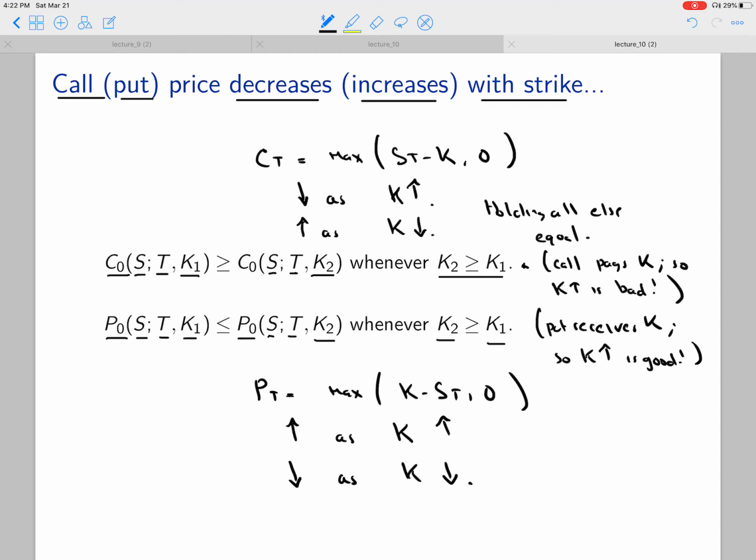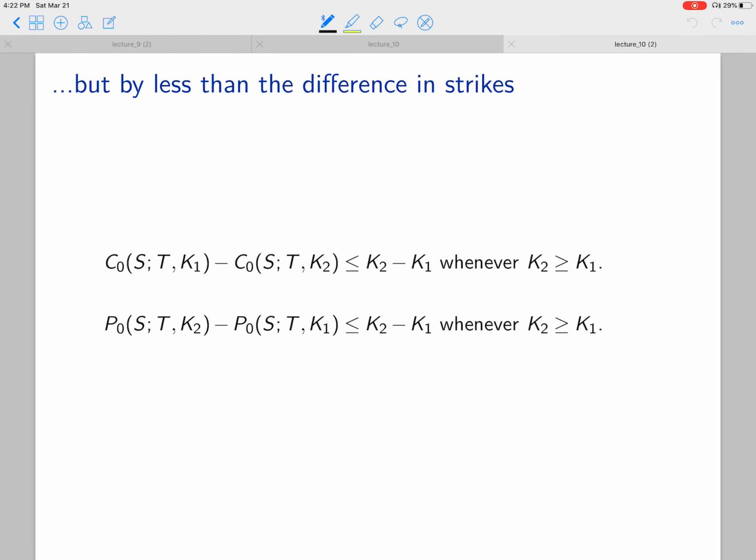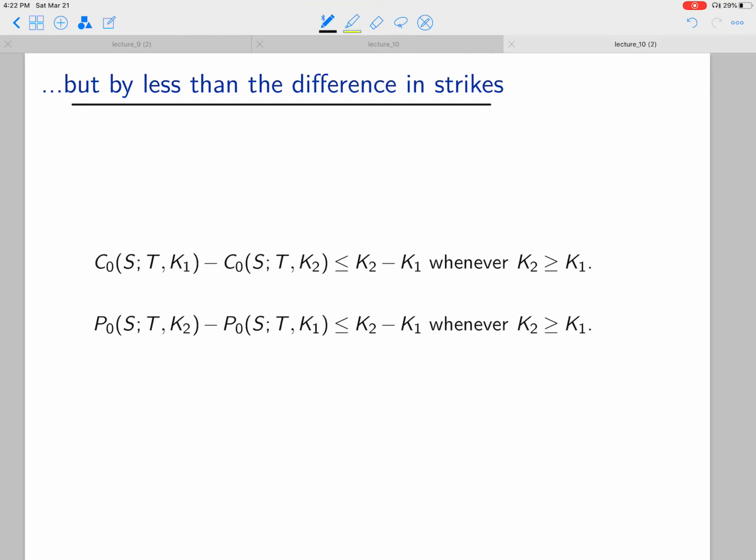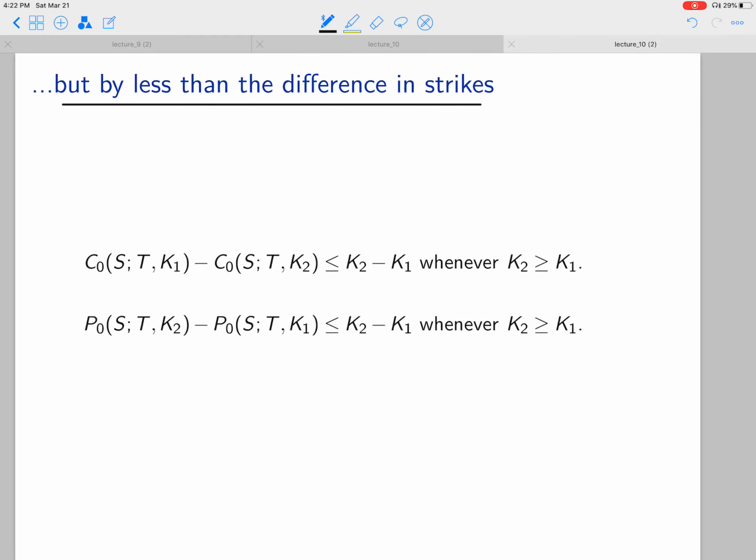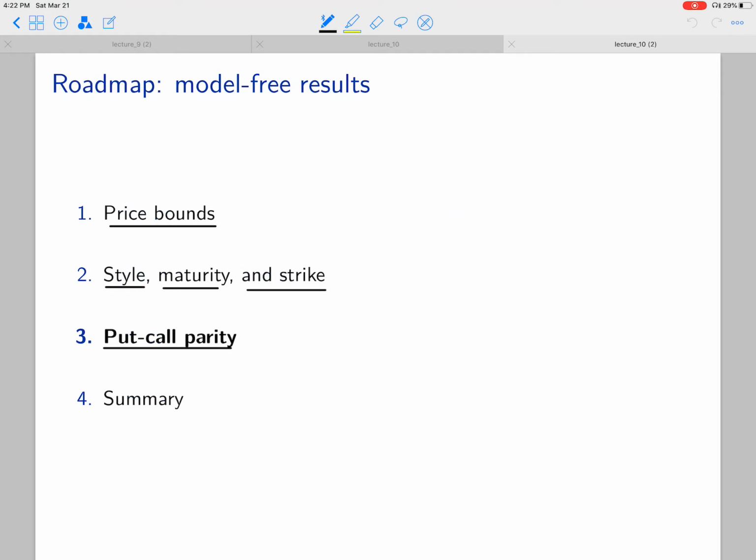Okay, call prices increase as the strike decreases, put prices increase as the strike increases, but they do so in a convex fashion. Okay, you don't have to really worry about this, but in general, they're increasing or decreasing at a convex rate. Don't pay too much attention to this slide. Okay, so that wraps up the first half of lecture number 10.